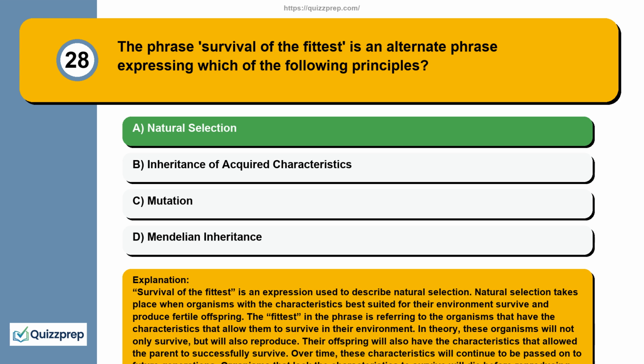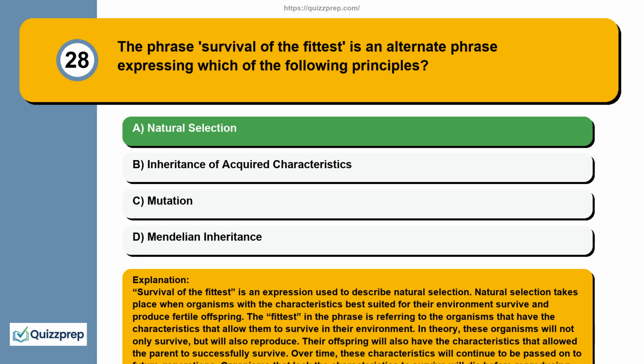Survival of the fittest is an expression used to describe natural selection. Natural selection takes place when organisms with the characteristics best suited for their environment survive and produce fertile offspring. The fittest in the phrase is referring to the organisms that have the characteristics that allow them to survive in their environment. In theory, these organisms will not only survive, but will also reproduce.